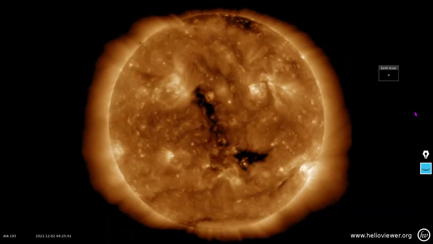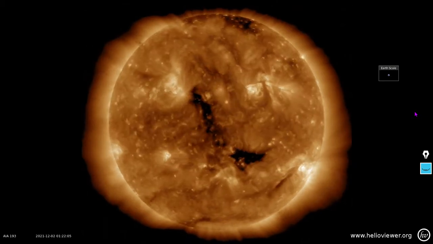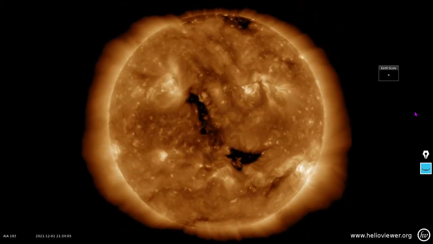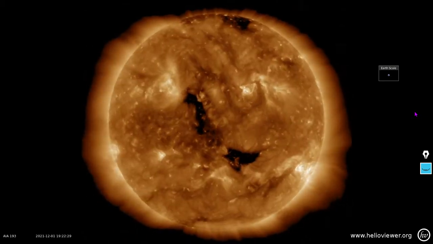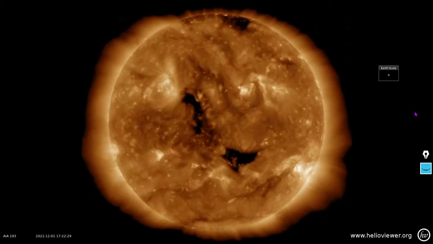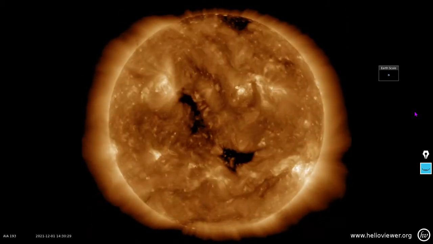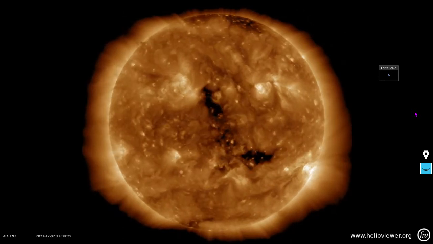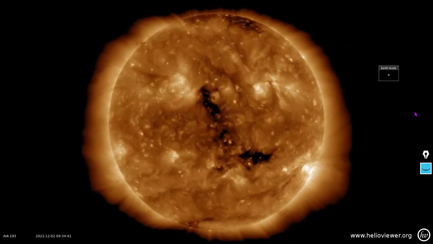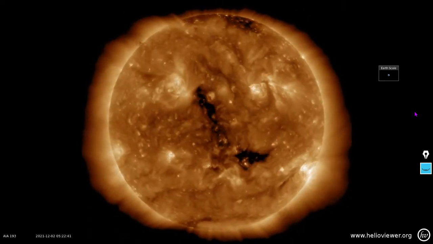There's a view of them in 193 angstroms. This is yet another ionic state of iron. And for some reason, this ionic state of iron evacuates the area around coronal holes. It's telling us all kinds of stuff about the heliophysics when we look at the different chemical structures.